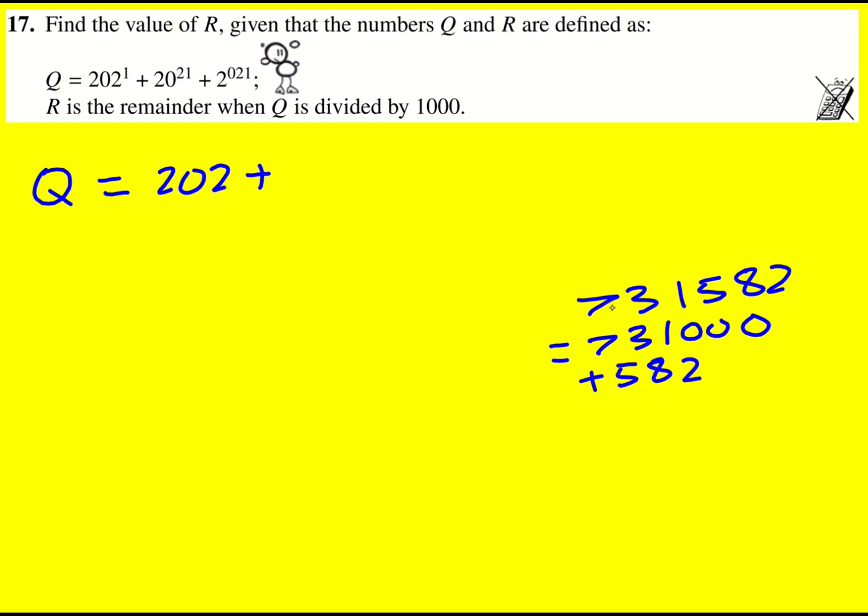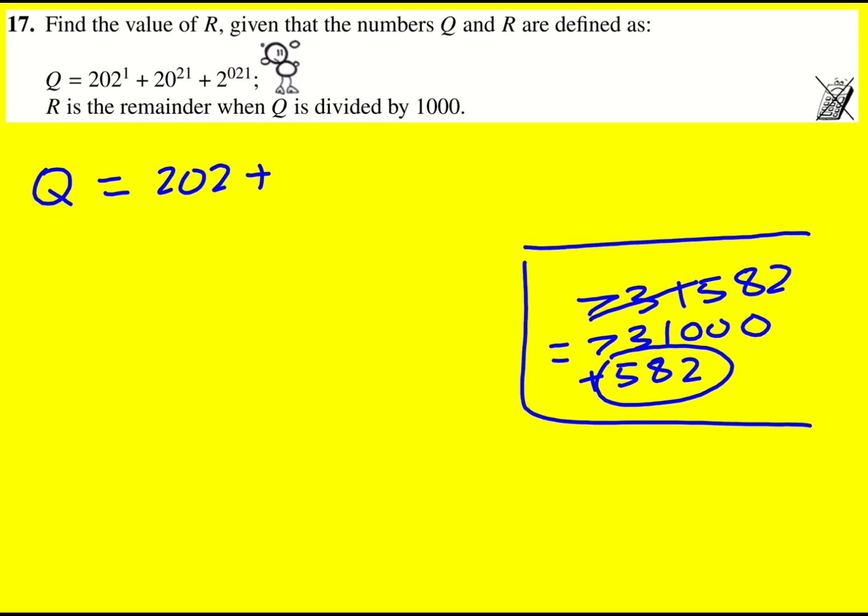I'm not going to get a remainder from any of these digits or ones that are even larger. The remainder is going to come from the last three digits. So the remainder here when I divide by 1,000 would be 582, and that is going to be the same for this number. So I only need to look at the last three digits. Right, the last three digits of 202, 202.